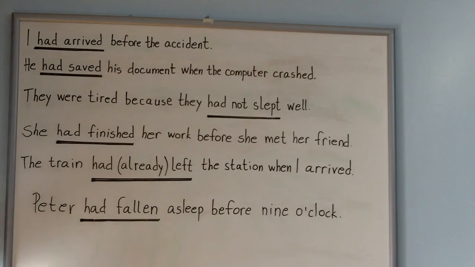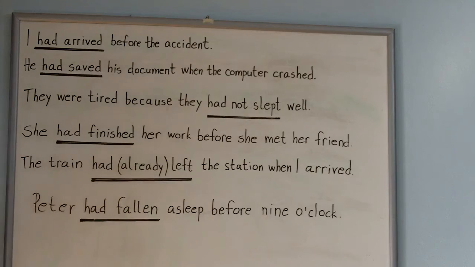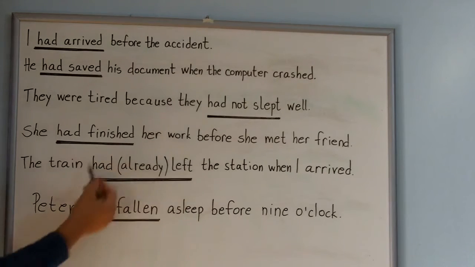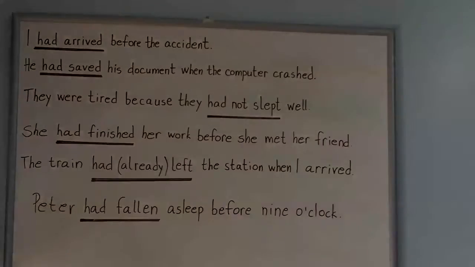She had finished her work before she met her friend. The train had already left the station when I arrived. Here we have this word already, which is used here to put stress on the whole action. Finally, in this sentence, Peter had fallen asleep before 9 o'clock. We have an action that happened before a moment in the past, 9 o'clock.